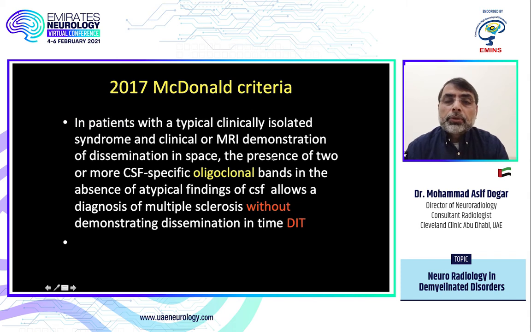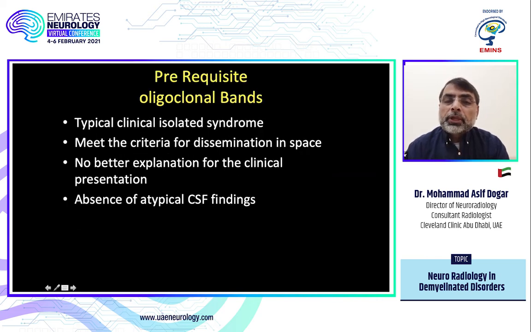And the other thing in the McDonald criteria 2017, which was not there before: if you don't have dissemination in time, but you have 2 oligoclonal bands in the CSF, that also fulfills the criteria for MS. But before you apply this oligoclonal band criterion, make sure the patient has a typical clinically isolated syndrome, they meet the criteria for dissemination in space, there is no better explanation for the clinical findings, and there is an absence of atypical findings on CSF.